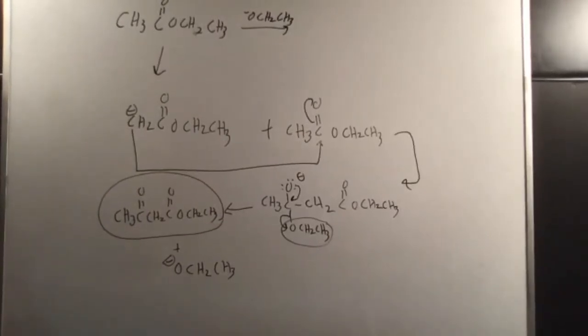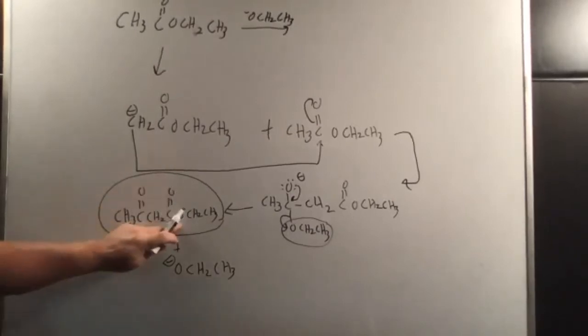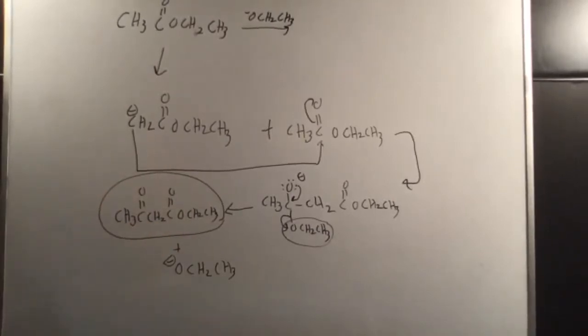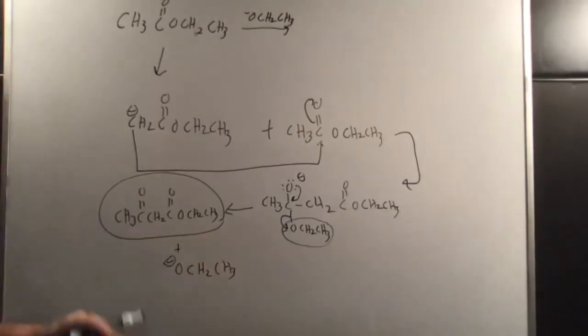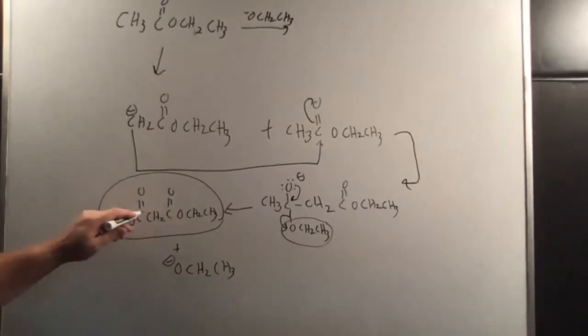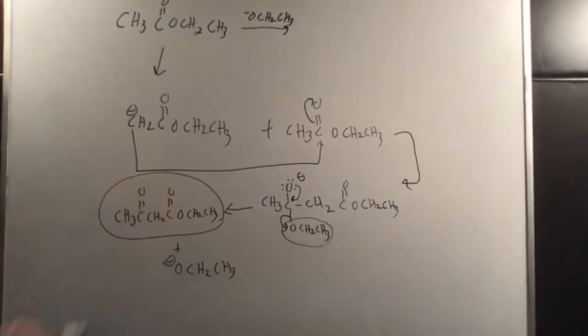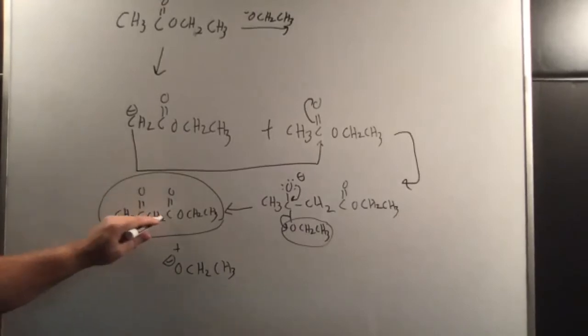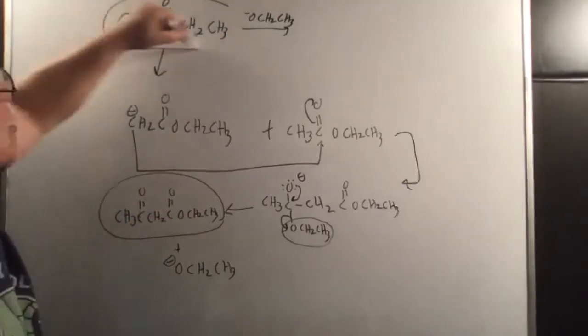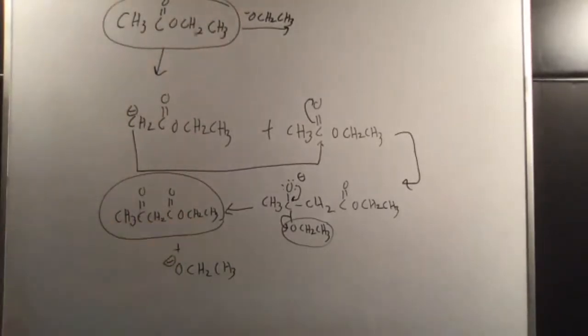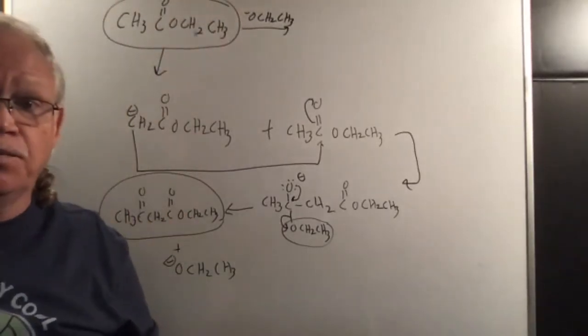Notice what the product is. Here's the ester group. Here's the keto group. Since the ester group has a higher priority than the keto group, this is what is referred to as a beta keto ester. Notice the keto group is on the beta carbon to the ester. Notice we go alpha, beta. So this is a beta keto ester. So whenever you condense two ester compounds together, you get a beta keto ester.